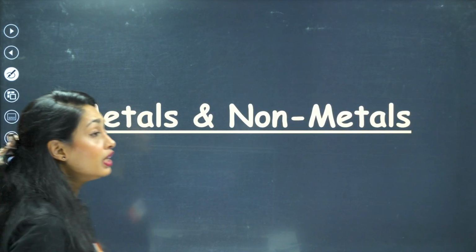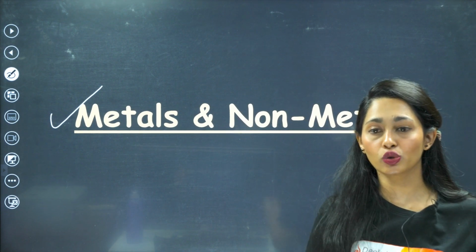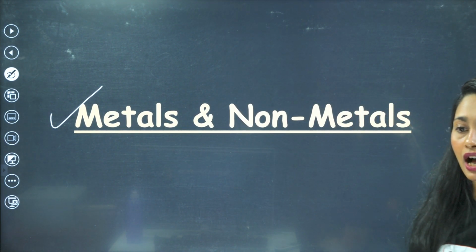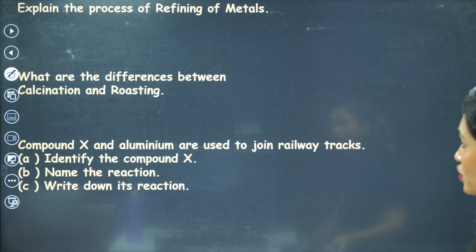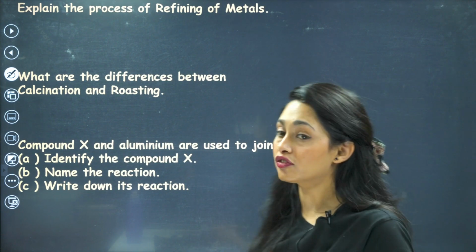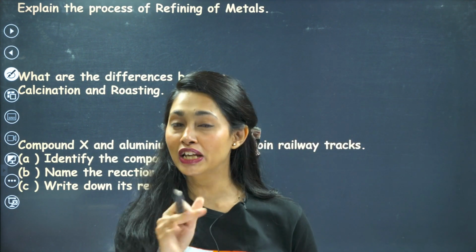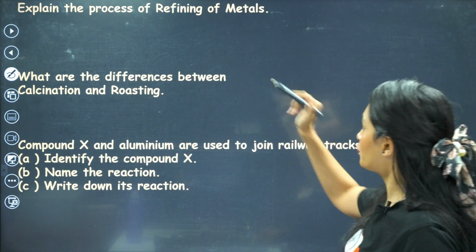Now moving on to the third chapter. This is the chapter with the highest weightage: metals and non-metals. First question, explain the process of refining of metals. This is one of the most frequently asked questions in your board exam.